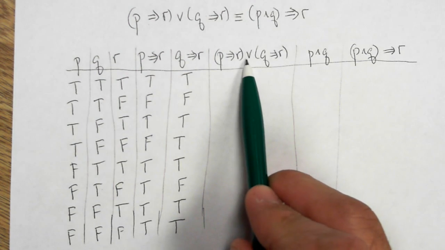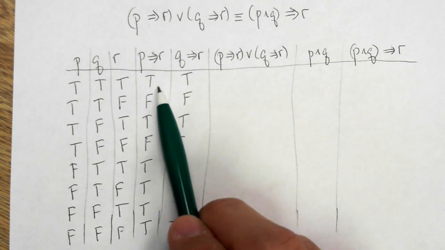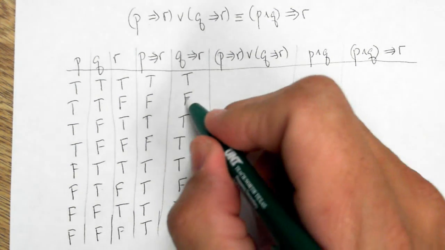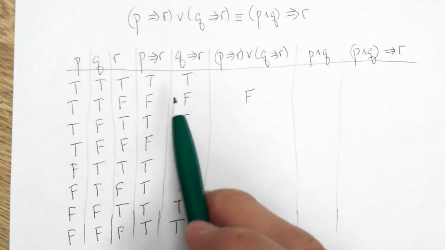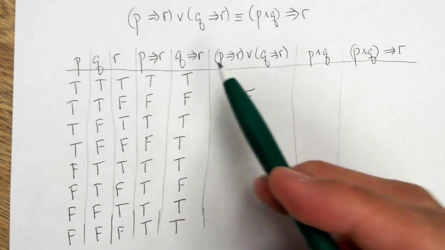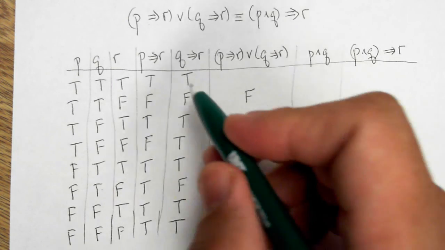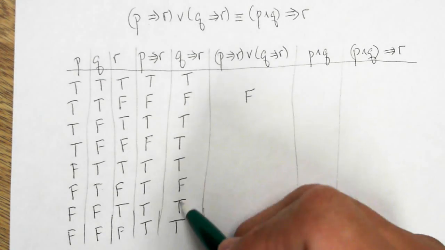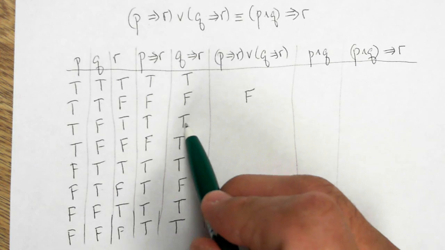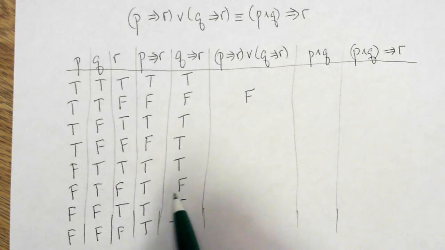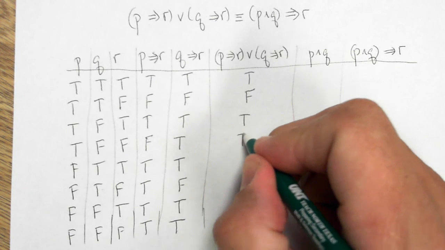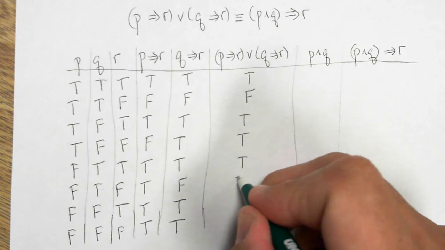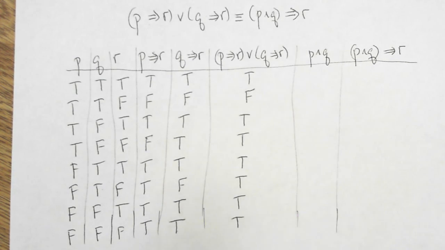Okay, now I need to take the disjunction of these two columns. So if I see false or false, that's false. And I believe that is the only place that I see a false or a false. All the others, there's at least one true. So all of these, there's at least one true. And so the only place where I have a false is on the second row there.